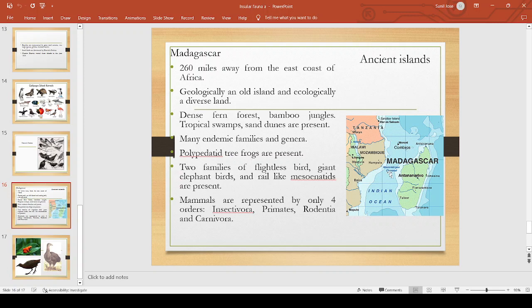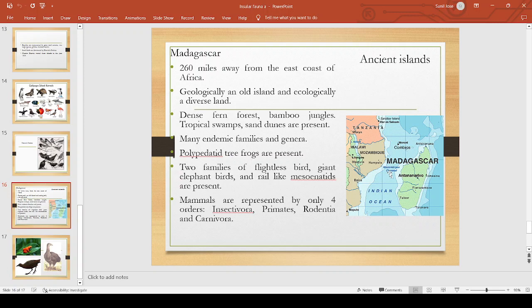So coming to Madagascar, it is a geologically very old island. From 250 million years ago Madagascar was there, and that period was known as Gondwanaland. During the time of Gondwanaland itself, Madagascar was there. That is why it is a geologically very old island. So animals and plants living there may also be quite old. And it is an ecologically diverse island.